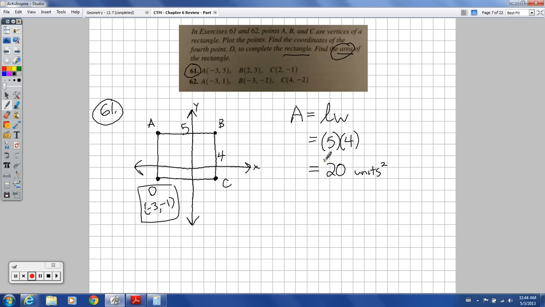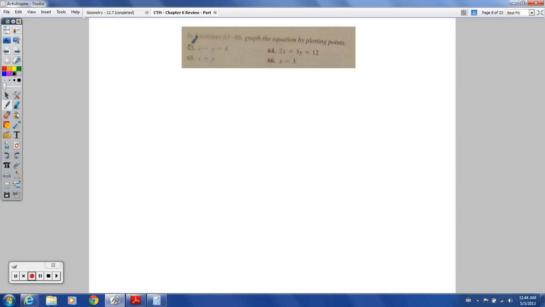If they don't give you the units, I don't need to see those, so I'll just put that in parentheses. But if they do give you units like centimeters, inches, etc., make sure you include those in your answer. From there, number 63 would be our next multiple of 3. Sorry, it's a little fuzzy or light there, but I think you can still read that. We're graphing the equation by plotting points here.